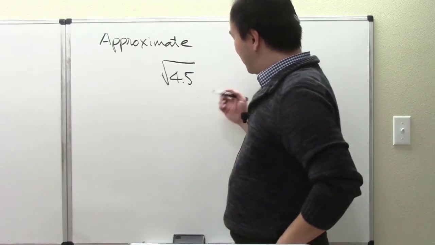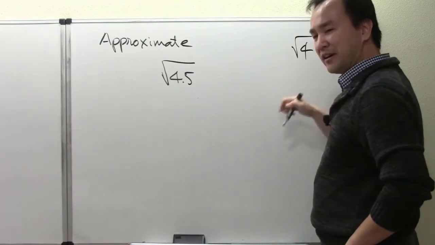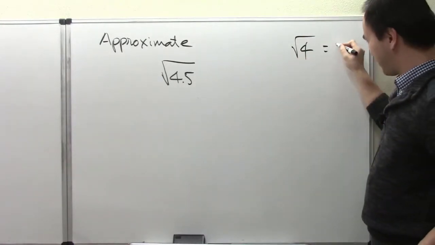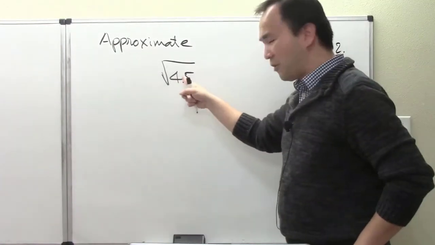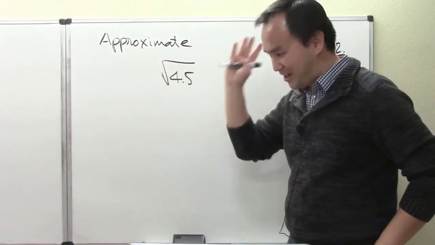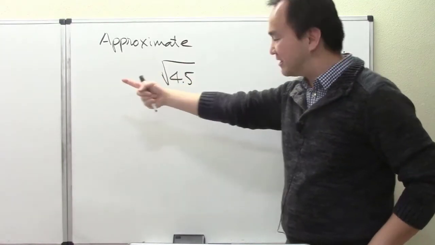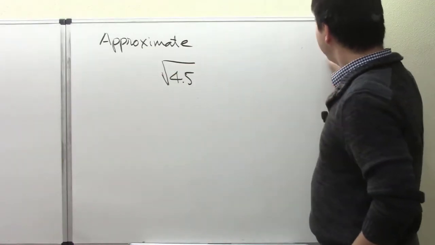Because here's the thing. If I'm asking to calculate the square root of 4, easy. Nobody needs the calculator for the square root of 4. It's 2. Yes, that's it. But now the square root of 4.5, naturally anyone will start thinking of using a calculator. And then if the calculator doesn't have the square root operation, we need to approximate. So this is what I'm doing.